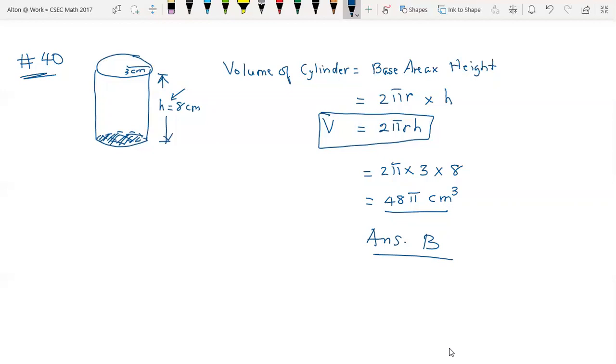So that will conclude our questions for the 2017 June CSEC paper 1 on measurement.